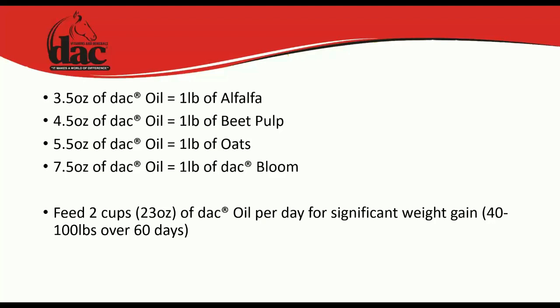4.5 ounces of oil will give you the same amount of calories or energy that's in a pound of beet pulp. 5.5 ounces of oil is the same calories as a pound of oats. 7.5 ounces of oil is the same as a pound of Dac Bloom.